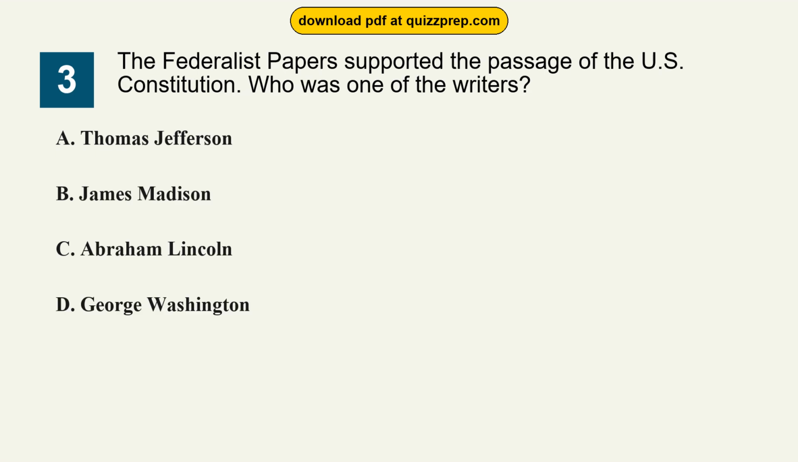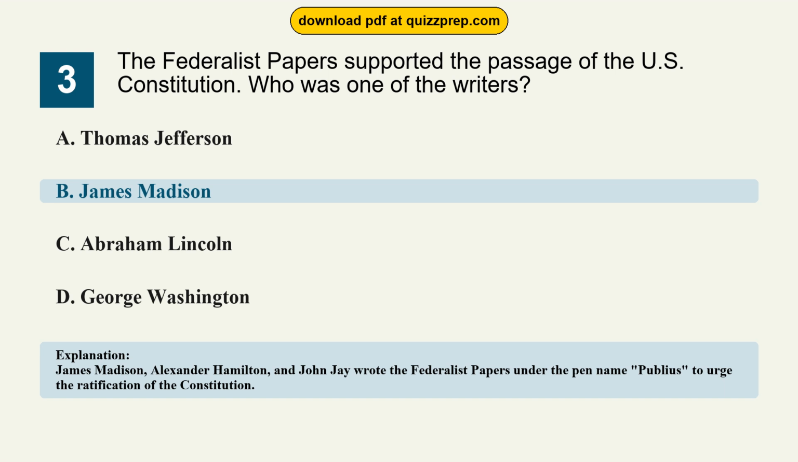Question 3. The Federalist Papers supported the passage of the U.S. Constitution. Who was one of the writers? Option A. Thomas Jefferson. Option B. James Madison. Option C. Abraham Lincoln. Option D. George Washington. The correct answer is option B. James Madison. James Madison, Alexander Hamilton, and John Jay wrote the Federalist Papers under the pen name Publius to urge the ratification of the Constitution.